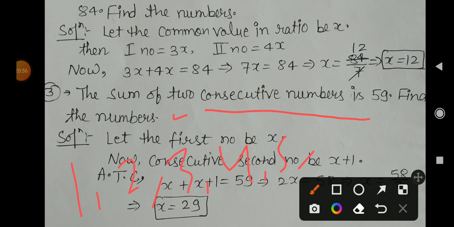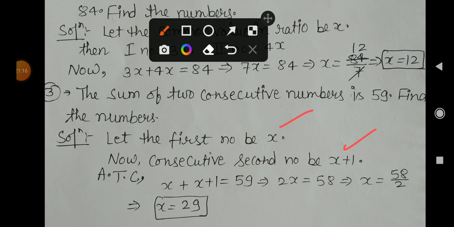So students, for consecutive numbers you have to suppose the value of the first number is x, and the difference between consecutive numbers is 1. You know very well 1, 2, 3, the difference is 1. So the second consecutive number is x plus 1. With the help of the question, the sum of the two consecutive numbers is x plus x plus 1 is equal to 59.